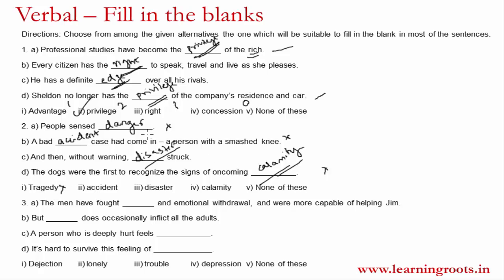Accident, only one blank fills. Other blanks had nothing to do with accident, so only one. Disaster we had, okay, people sense disaster is probably a good fill in the blank here. And then without warning disaster struck is again a good fit, so we can put 2 in front of disaster. Calamity, only one blank would fill calamity, as we saw. So it's again disaster. Disaster is the one which will be the correct answer in this scenario. So that is how you should go about filling the blanks questions.